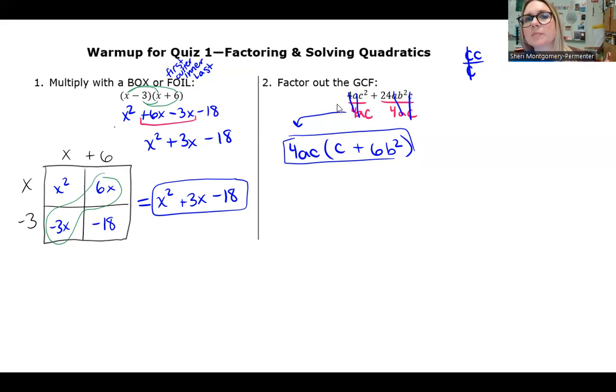You look for the biggest number that goes into both of these. So 4 goes into both of them. So I'm going to divide out a 4. And then I start looking at the variables. They both have an A, so I'm going to divide out an A. They don't both have a B, so I can't divide out B. But they do both have a C, so I can pull out a C.